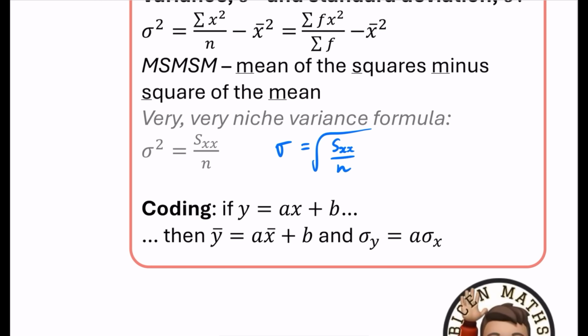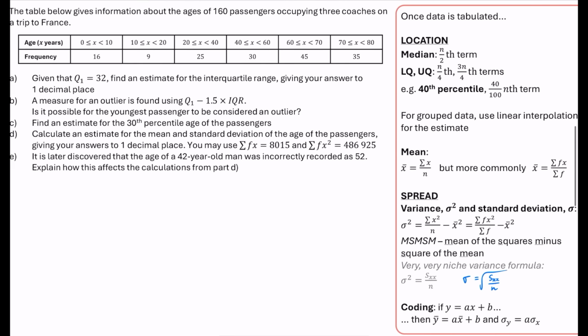Adding things does not change any of the measures of spread, doesn't change variances either, because if they're all shifting up by the same amount, they are still as spread out as before. But if this was variance, we would not be multiplying by a, we would be multiplying by a squared, because obviously variance is the standard deviation squared, so it makes sense that we have that a is squared as well.